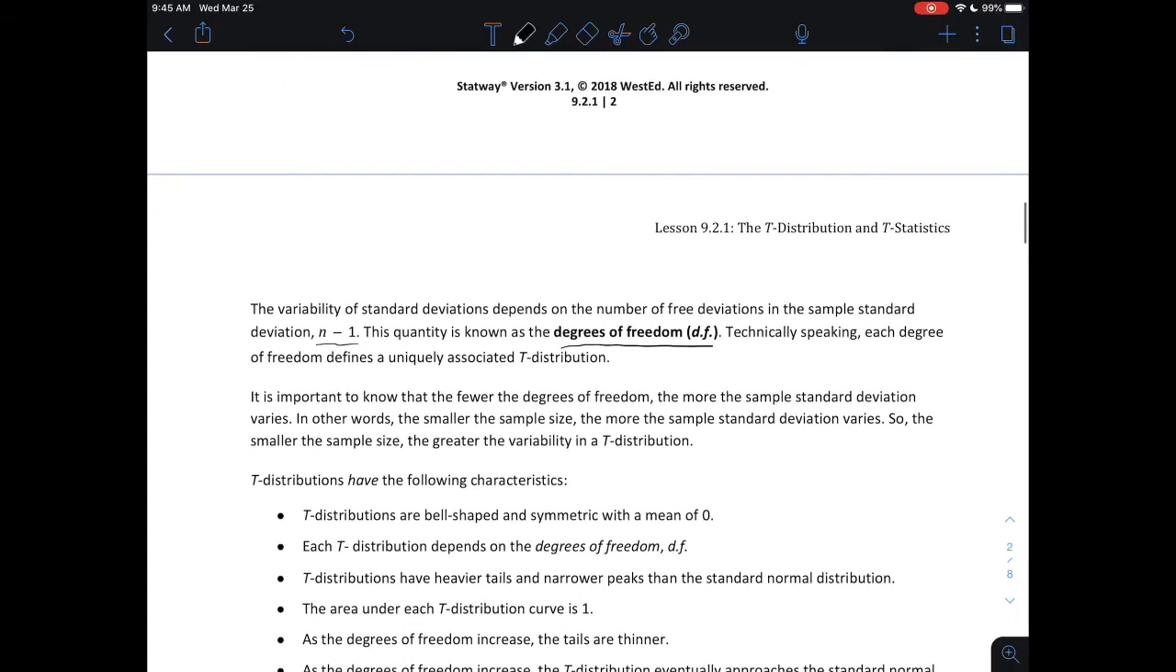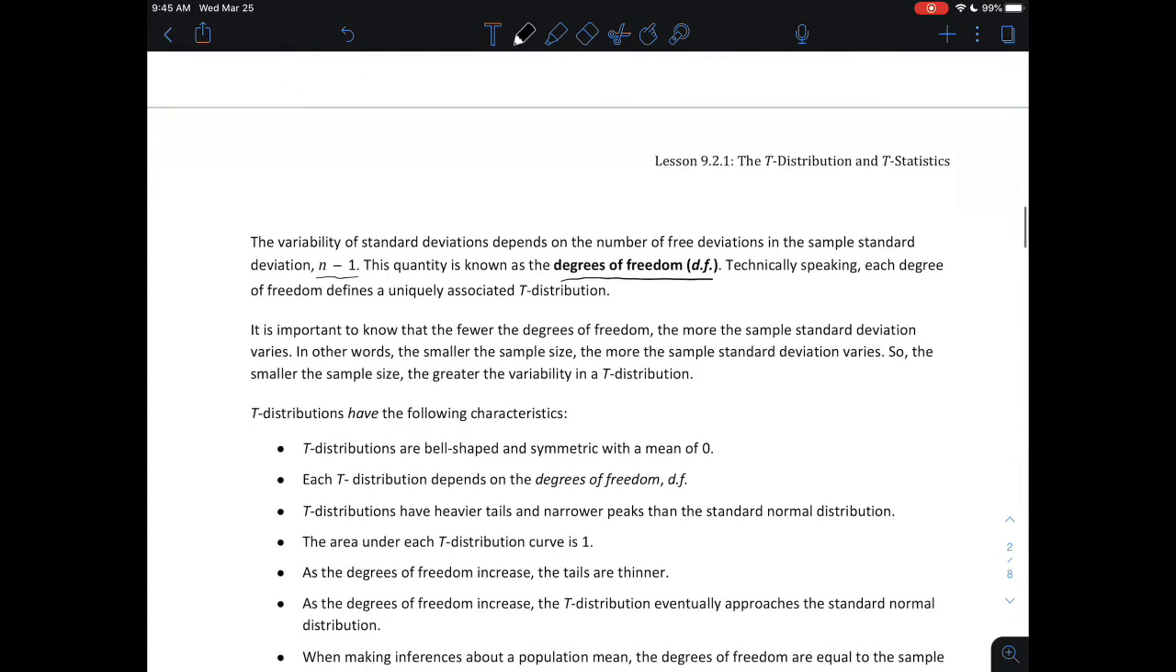It is important to know that the fewer the degrees of freedom, the more the sample standard deviation varies. In other words, the smaller the sample size, the more the sample standard deviation varies. So the smaller the sample size, the greater the variability in a t-distribution. That's actually related to what we've seen before. When we have a small sample size, we have more variability. But when sample size increases, we decrease the variability.